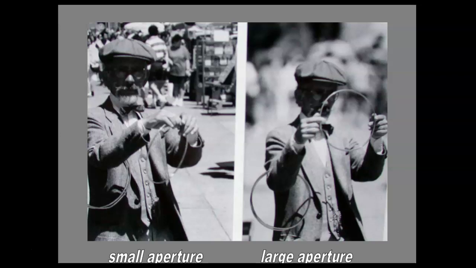One with a small aperture, the other with a large aperture. It's the same subject pretty much, but I wanted you guys to see the difference. So the one shooting with a small aperture, letting in less light, you can see that everything is in focus from foreground, midground, and background. So that is what depth of field controls in terms of focus.